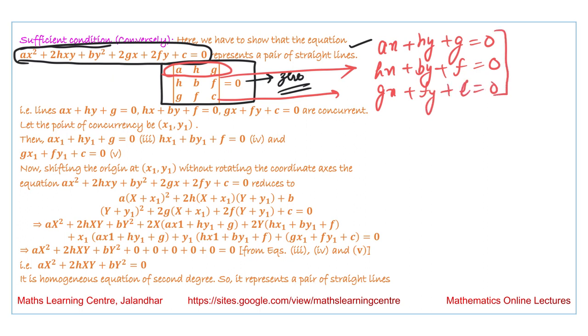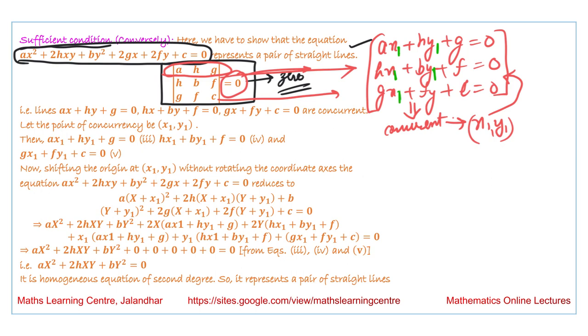We are talking about these three equations. As this determinant is equal to 0, these three lines are concurrent, that is, they pass through a point, and suppose that point is x1, y1. If all these three lines pass through this point, it will satisfy these relations. So we get a x1 plus h y1 plus g is equal to 0, h x1 plus b y1 plus f is 0, g x1 plus f y1 plus c is equal to 0.